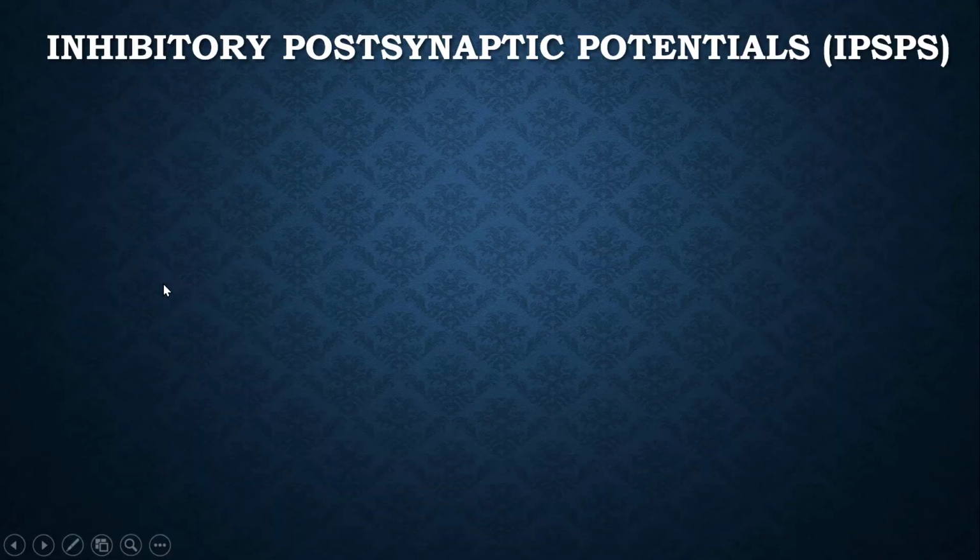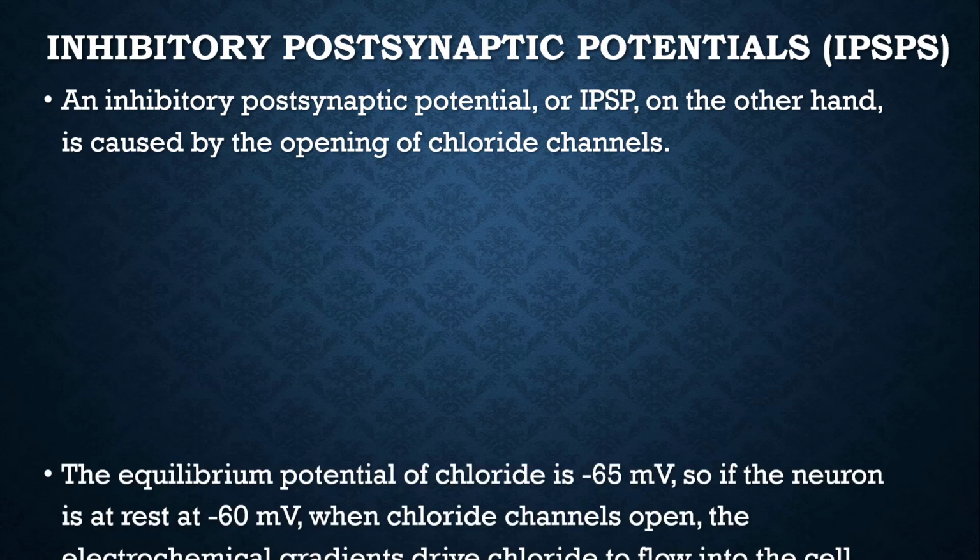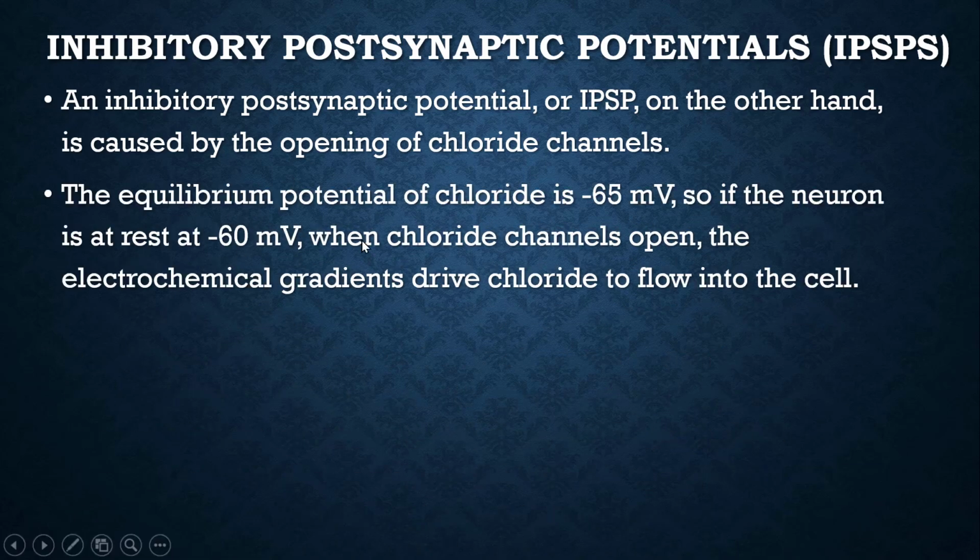Inhibitory postsynaptic potential. An inhibitory postsynaptic potential, or IPSP, on the other hand, is caused by the opening of chloride channels. Remember, in excitation the sodium channels are open; in inhibition the chloride channels are open. The equilibrium potential of chloride is -65 millivolt. So if a neuron is at rest at -60 millivolt, when chloride channels open, the electrochemical gradient drives chloride to flow into the cell.